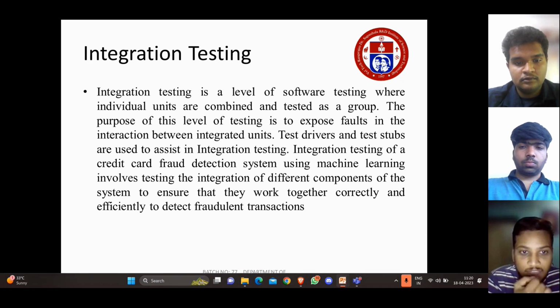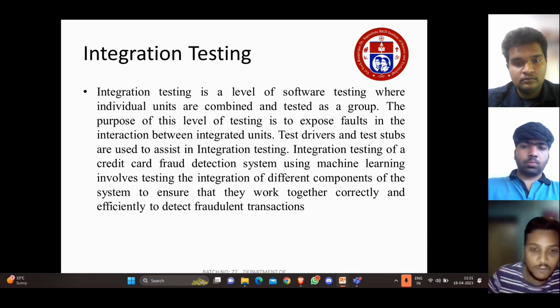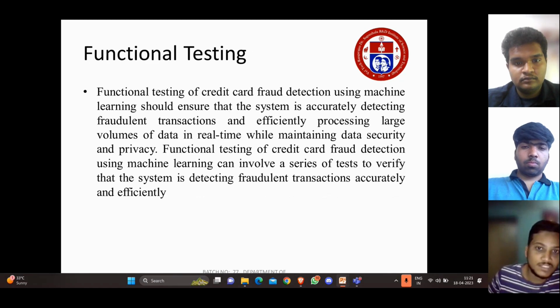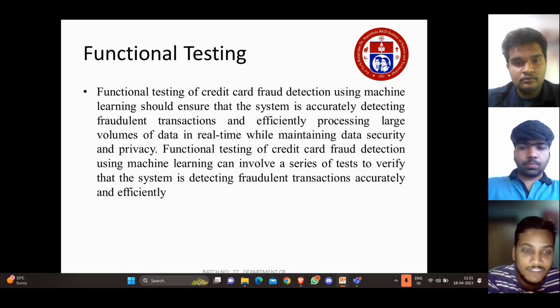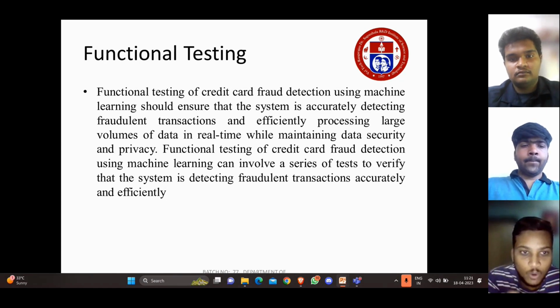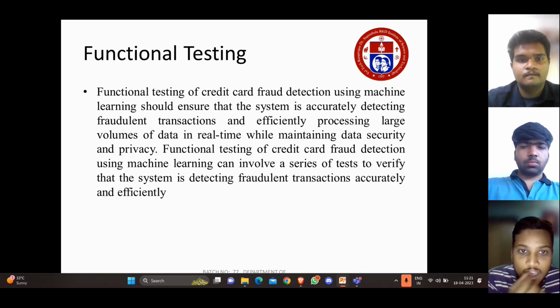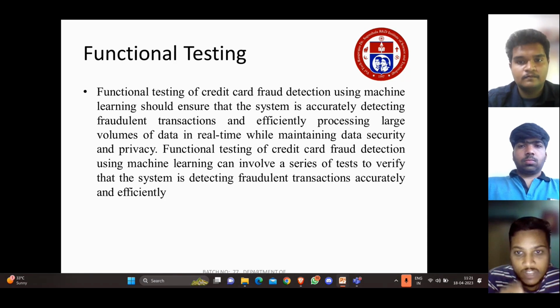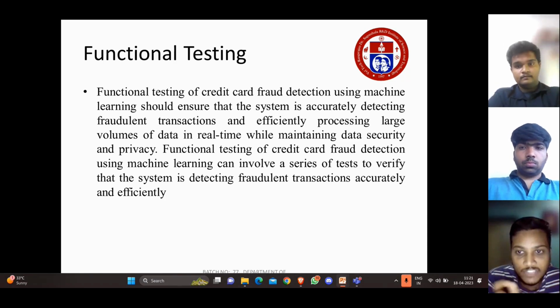In integration testing, credit card fraud detection using machine learning involves testing the integration of different components of the system to ensure that they work together correctly and efficiently to detect fraudulent transactions. Coming to functional testing, it is used to verify the functionality of our code and how it functions during runtime. Functional testing for credit card detection using machine learning should ensure that the system is actually detecting fraudulent transactions and efficiently processing large volumes of data in real time while maintaining data security and privacy.